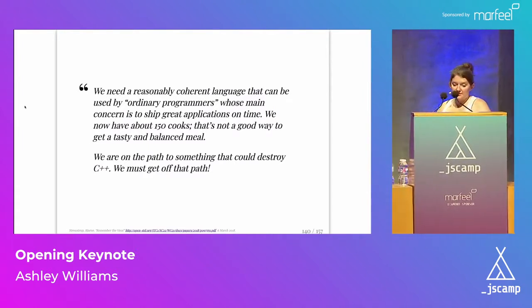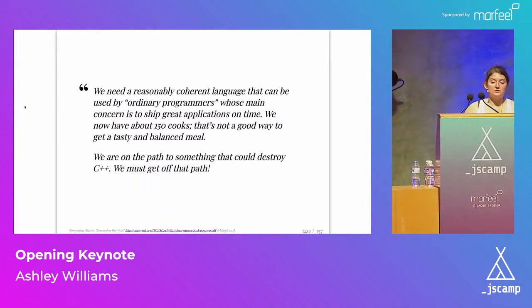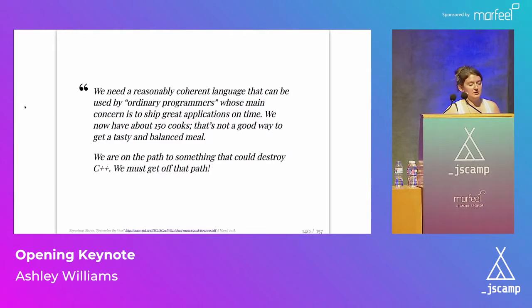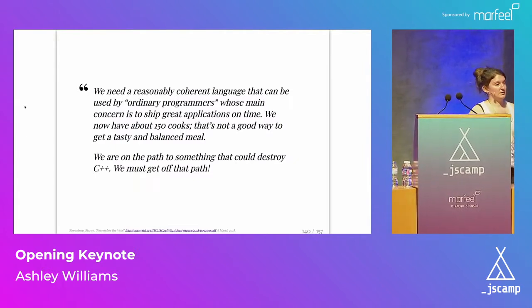All right, so Bjarne is worried that C++ is like the Vasa. He says, we need a reasonably coherent language that can be used by ordinary programmers whose main concern is to ship great applications on time. He switches metaphors now. We now have about 150 cooks. That's not a good way to get a tasty and balanced meal. We are on the path to something that could destroy C++. We must get off that path.